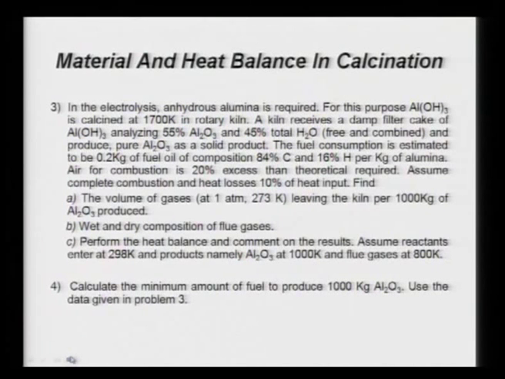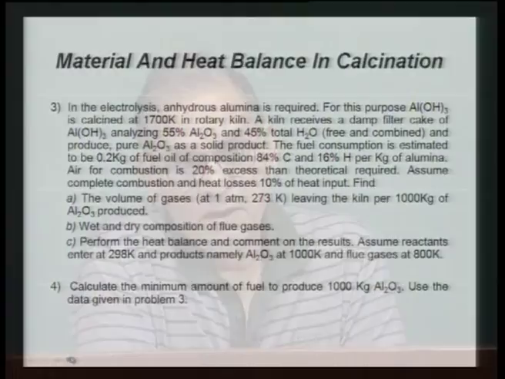For this purpose Al(OH)3 is calcined at 1700 Kelvin in a rotary kiln. A kiln receives a damp filter cake of Al(OH)3 analyzing 55% Al2O3 and 45% total H2O, free and combined, of which the proportion of combined water is very high, and produces pure Al2O3 as a solid product. The fuel consumption is estimated to be 0.2 kg of fuel oil of composition 84% carbon and 16% hydrogen per kg of alumina. You see, there is also required a source of energy, and therefore the energy calculation is a very important step in almost all pyrometallurgical extraction.